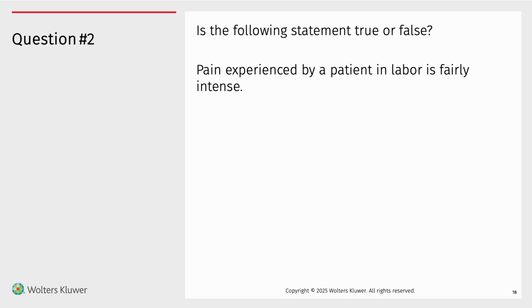Okay, so we have a question here. True or false? Pain experienced by a patient in labor is fairly intense. True or false?